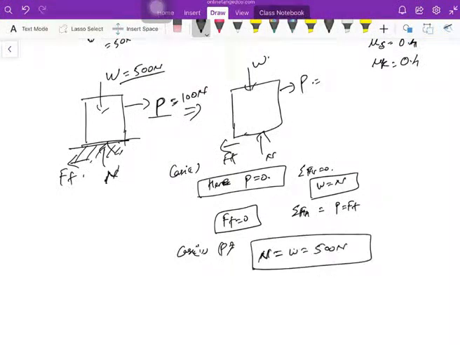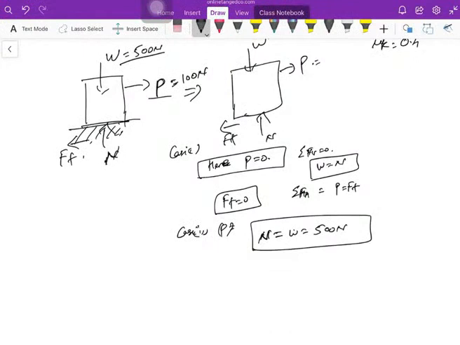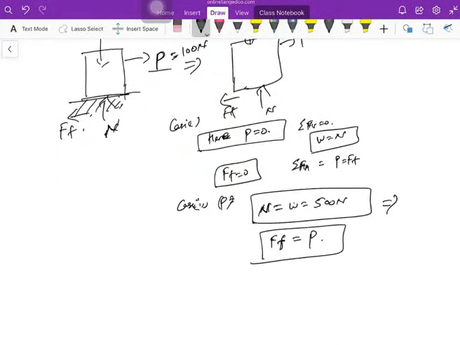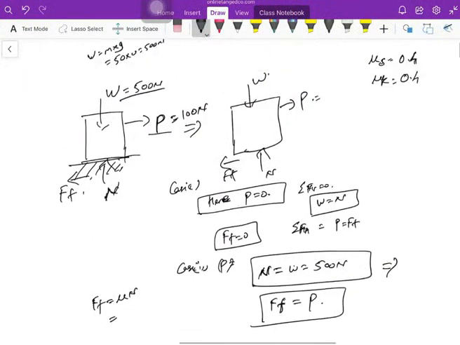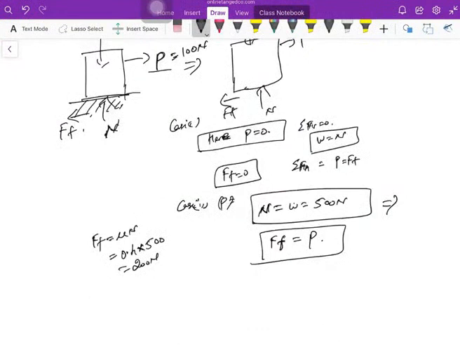Resolving all the forces horizontally, you can see that Ff is equal to P. What is the frictional force formula? Ff is equal to μN. You know this famous formula. Use μ here, which is 0.4, and my N is 500, which gives me 200 Newton. You got it, right? So Ff is equal to 200 Newton.